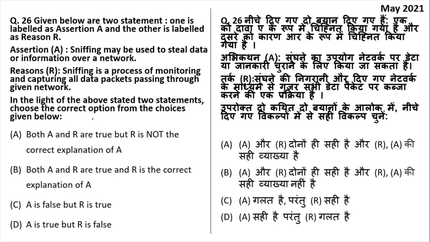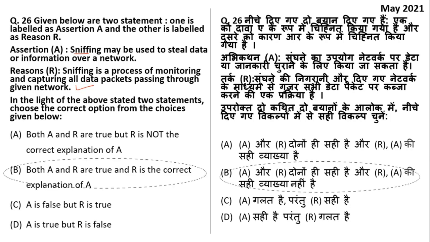Assertion and reason question again. Assertion says sniffing may be used to steal data or information over a network. Yes. Sniffing is a term used to describe reading or getting data from the data packets that are going over a network. That is known as sniffing. Reason is, sniffing is a process of monitoring and capturing all data packets passing through the given network. Yes, this is also true. So in this question, the right answer is option B, because both A and R are true, and R is the correct explanation of assertion.